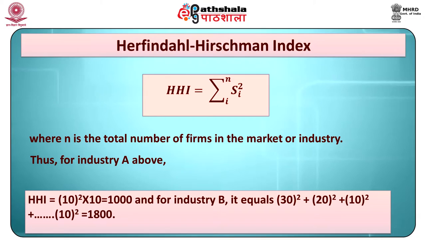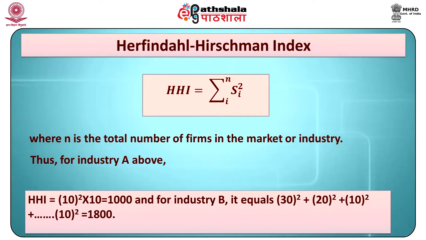HHI is equal to the summation, i ranging to N, of Si squared, where N is the total number of firms in the market or industry, and Si, as before, is the market share of firm i after the firms have been ordered according to their market share from largest through smallest. HHI for a monopoly will be 10,000.